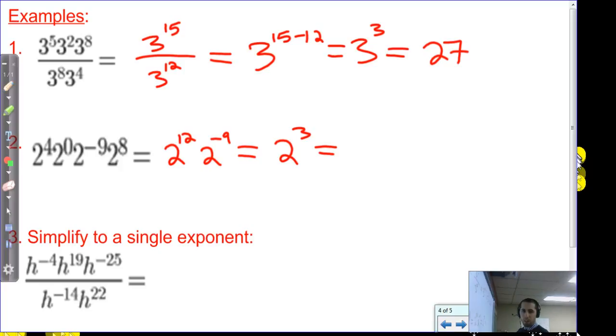2 times 2 is 4, times another 2 is 8. Don't just multiply 2 times 3. That's not what that means. It's not 6. It's a common mistake.